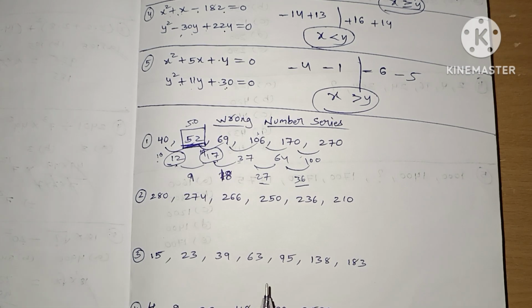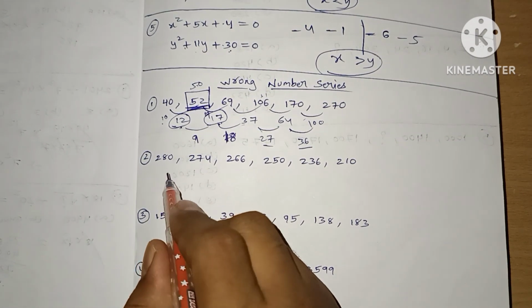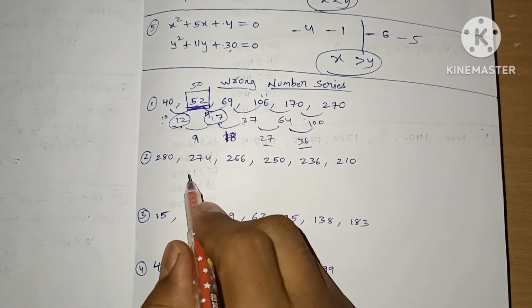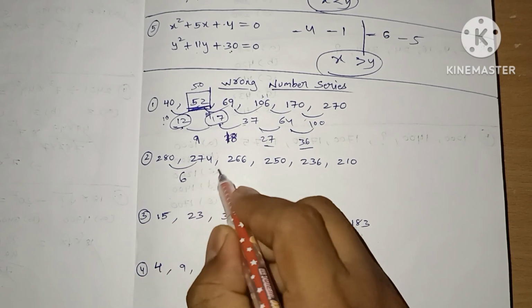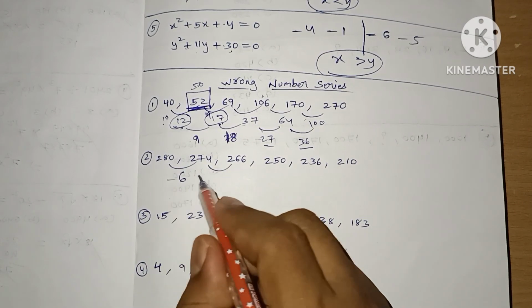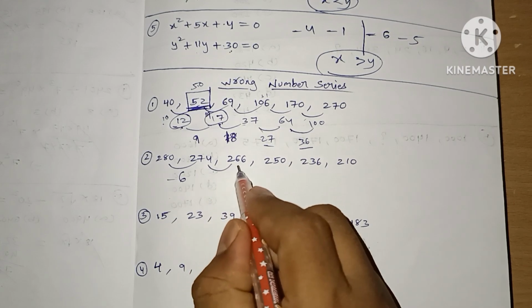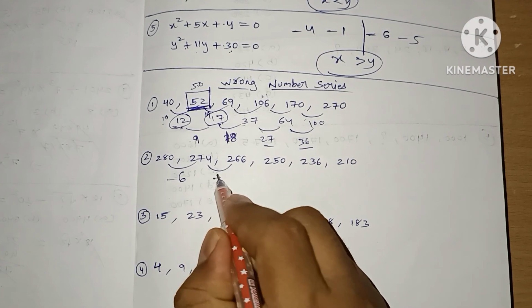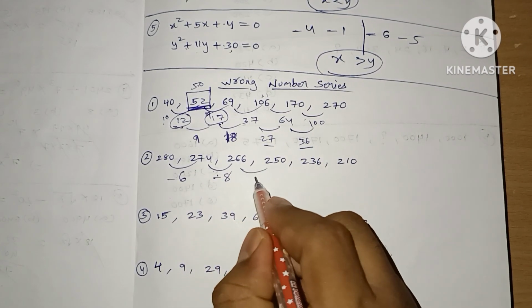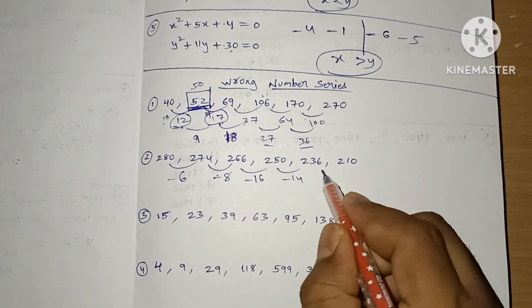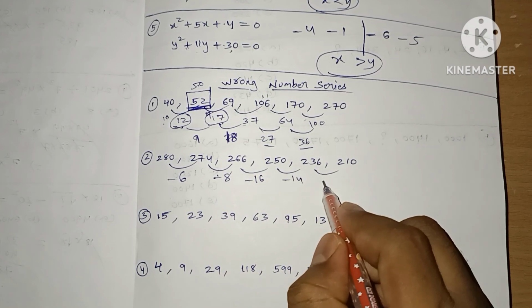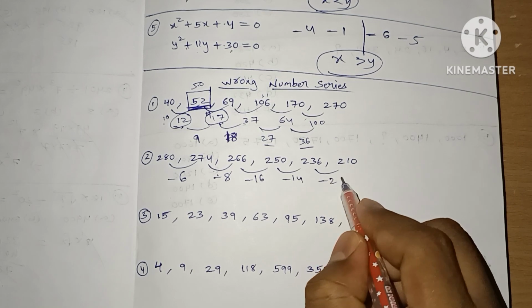Next, here we see the differences first. Here the difference is 6. Here the difference is 4 plus 4, 8. Here the difference is 16. Here the difference is 14. Here the difference is 26.